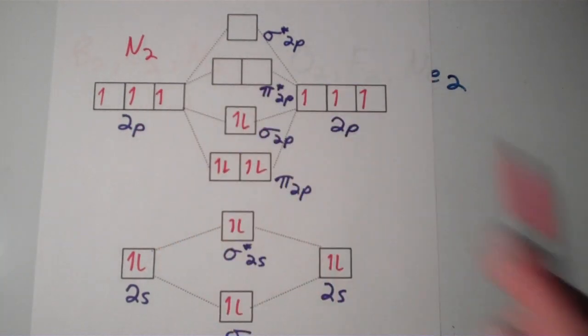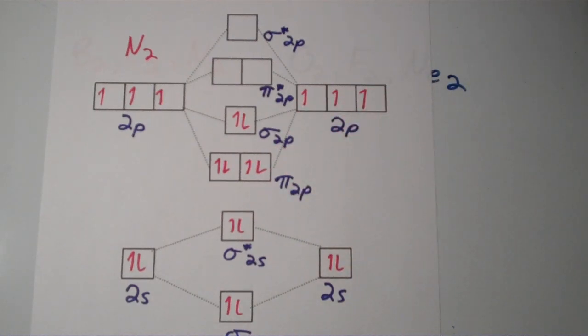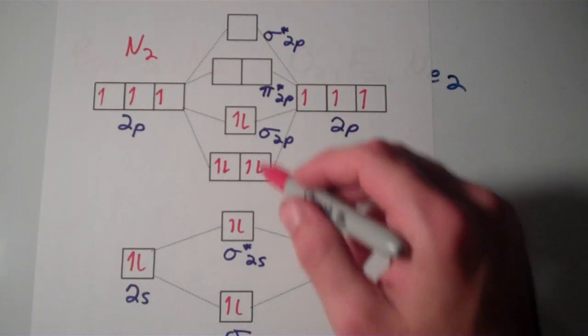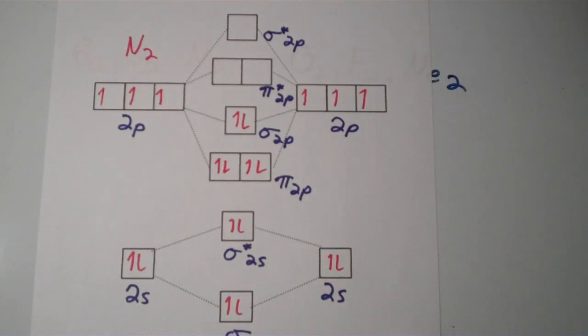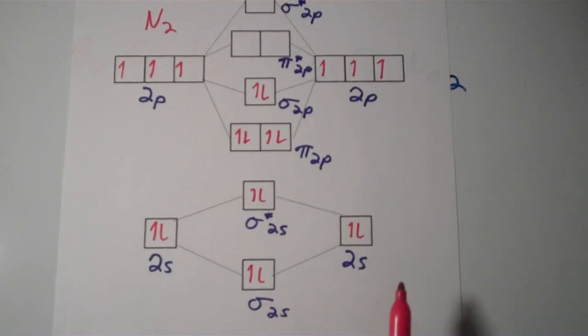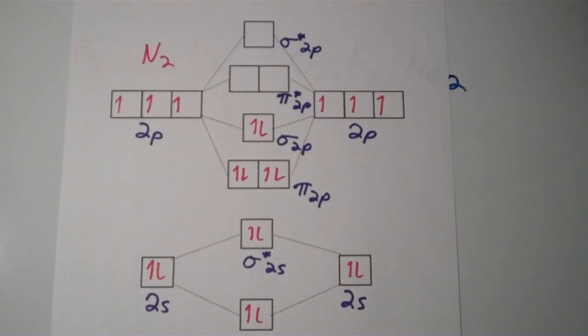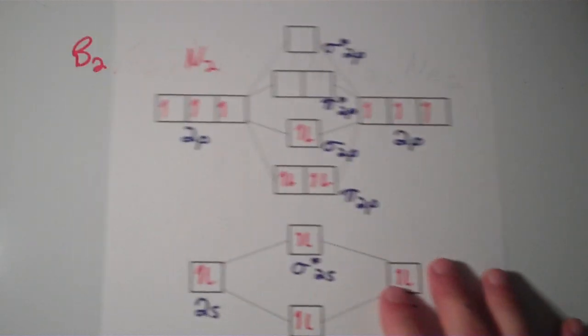So we would expect N2 to be very stable because it has a lot of electrons in bonding MOs, and it has almost no electrons in anti-bonding MOs. The only anti-bonding MO that is populated in the N2 molecule is the sigma star 2s. So a lot of bonding electrons compared to anti-bonding electrons. So that does it for B2, C2, and N2.